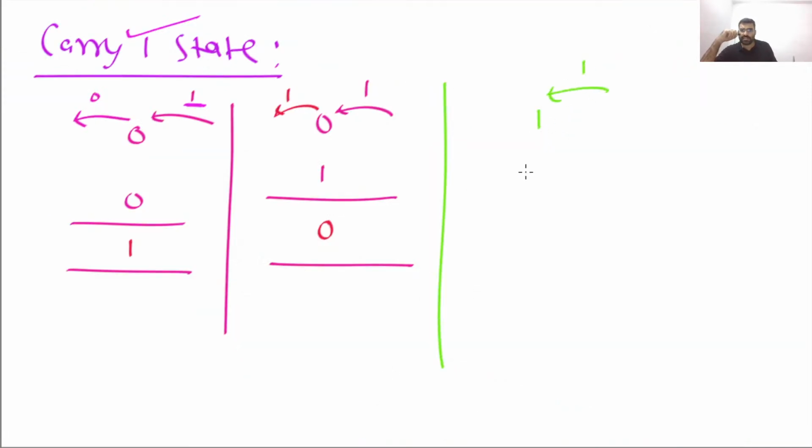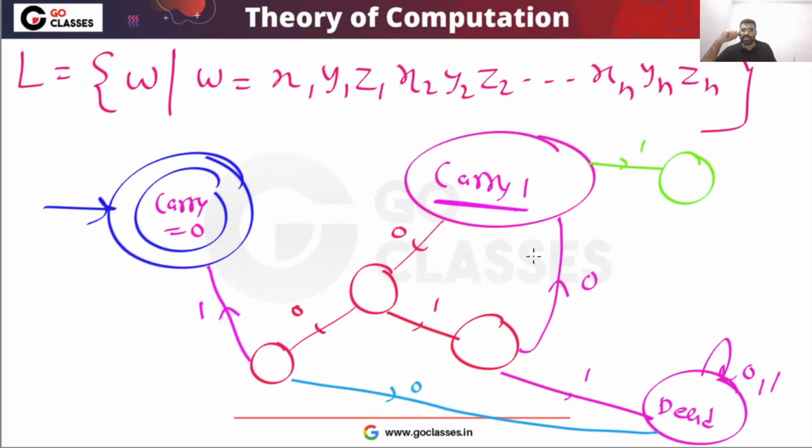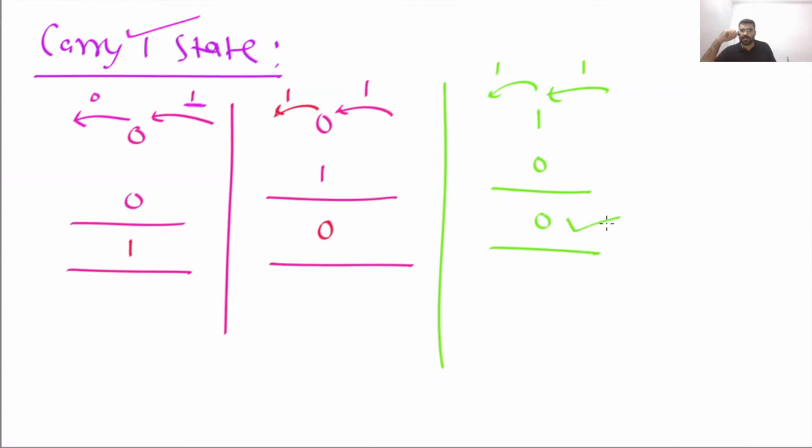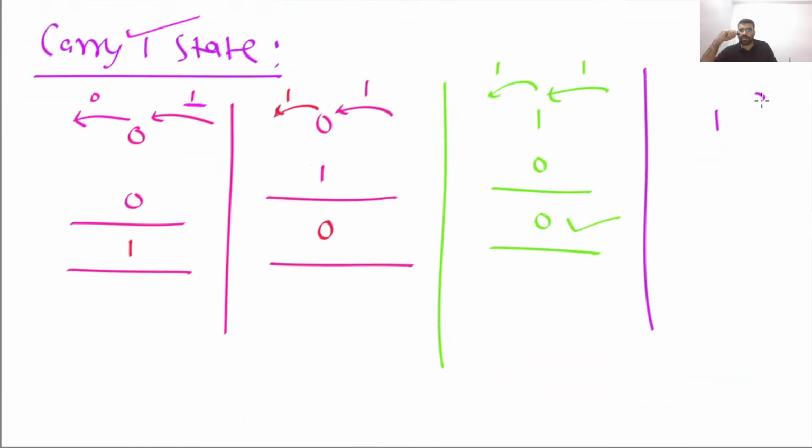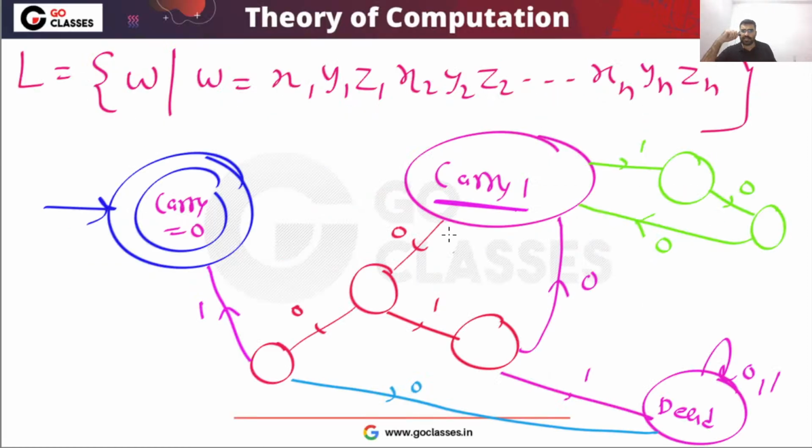This is your carry 1 state. If 1 comma 0 comes, then the result will be 0, but I will go to the carry 1 state. So after 1, if 0 comes, then the next symbol must be 0, but I will go to the carry 1 state. Remember, carry 1 state: after 1, if 1 comes, then the result also will be 1, and I will go to the carry 1 state.